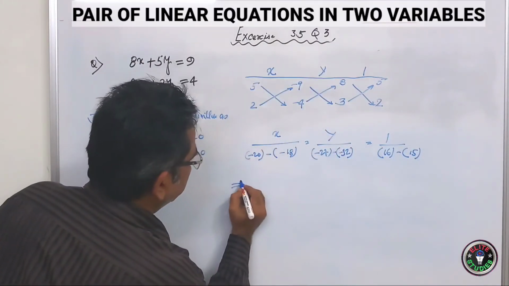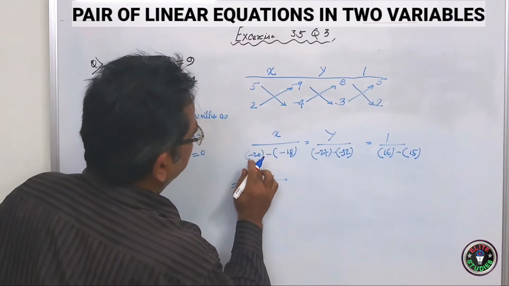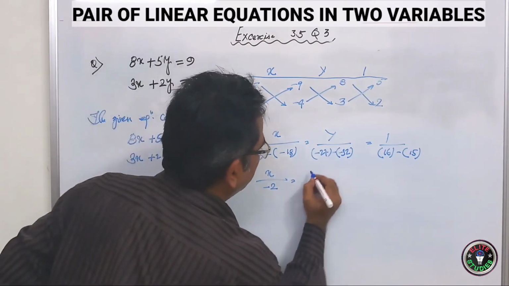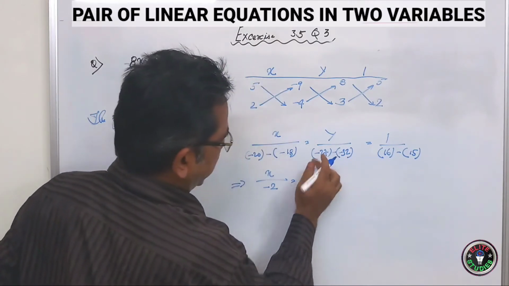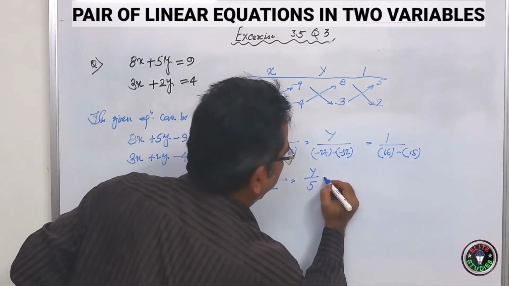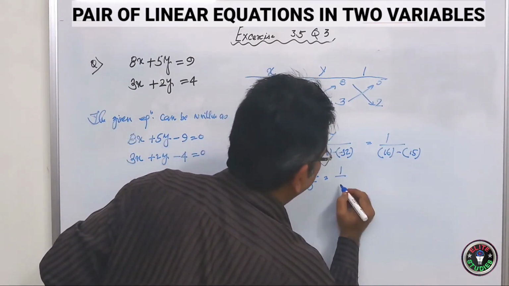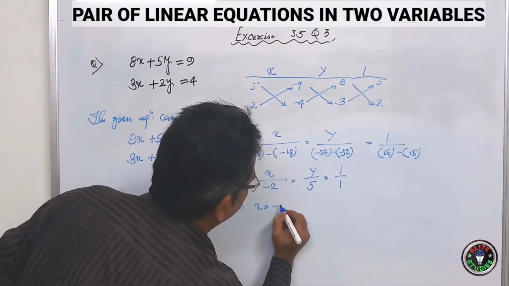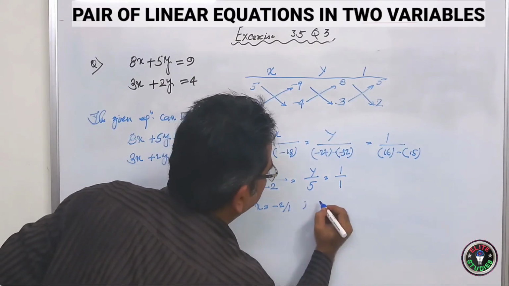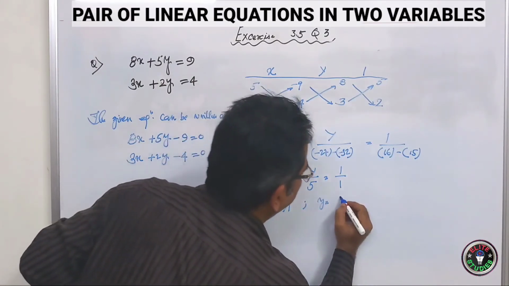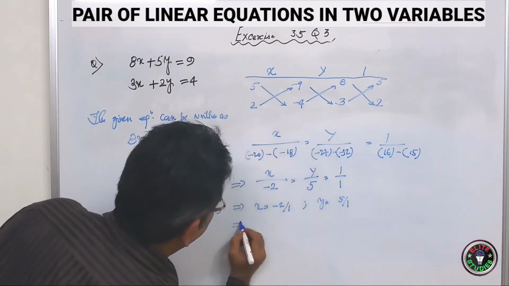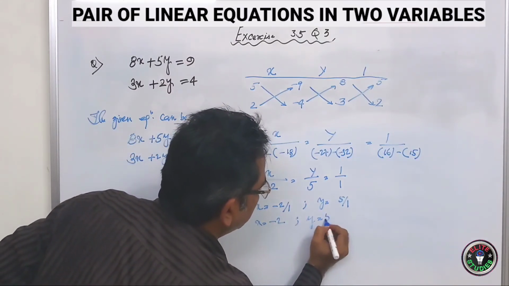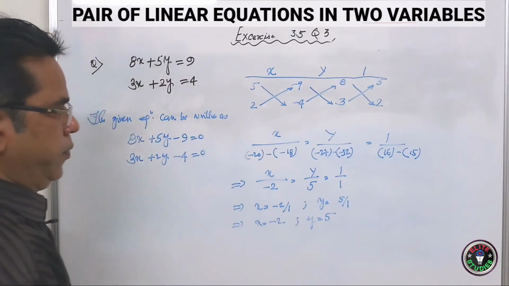So this implies x by minus 20 plus 18 means minus 2 is equal to y by plus 32 minus 27, it is 5, and it is equal to 1 by 16 minus 15, 1. So this implies x is equal to minus 2 by 1 and y is equal to 5 by 1. So this implies x is equal to minus 2 and y is equal to 5.